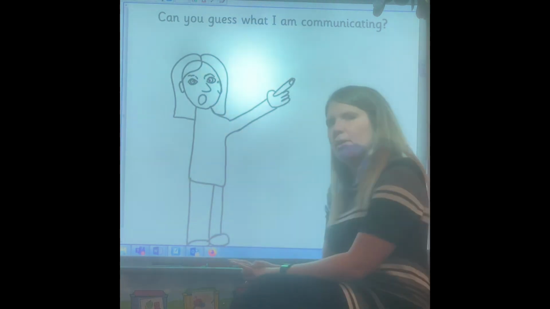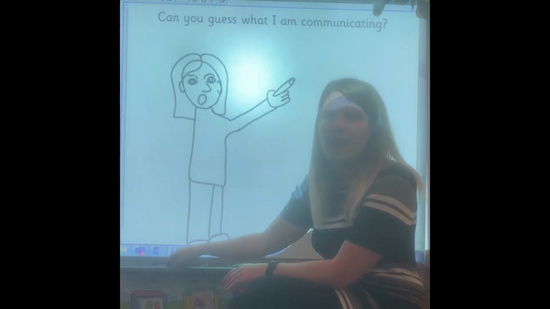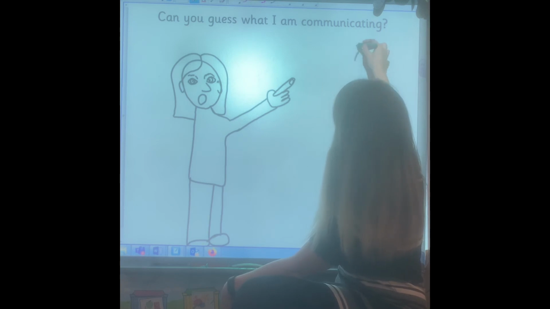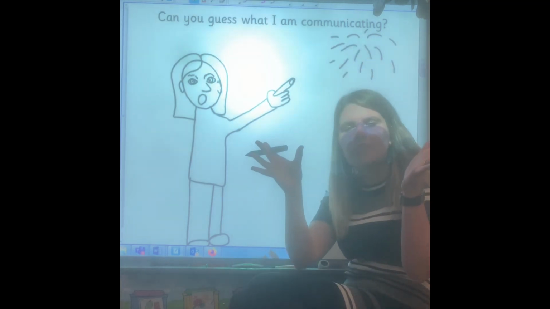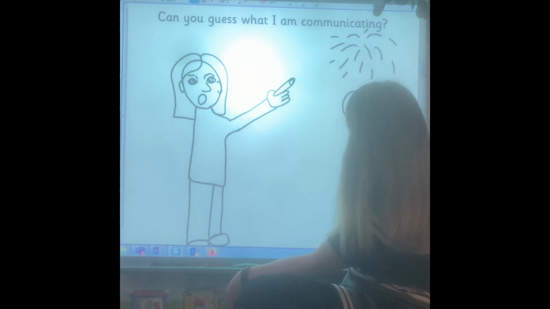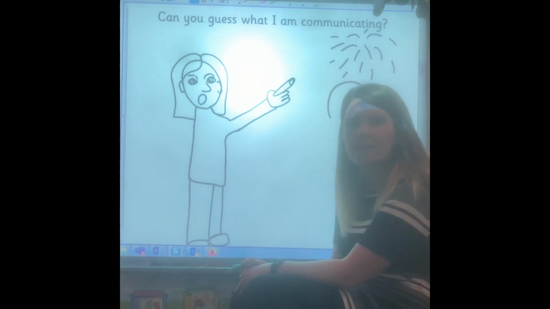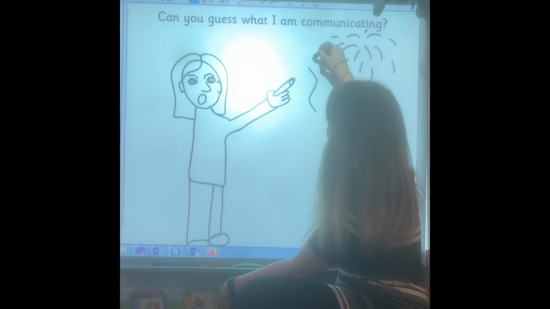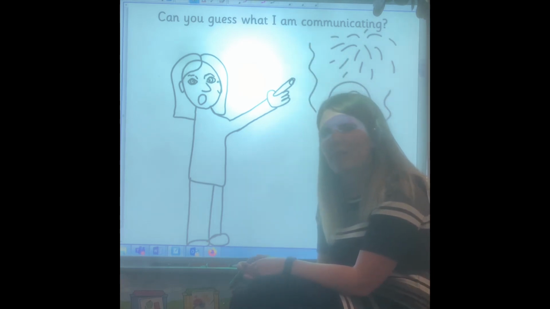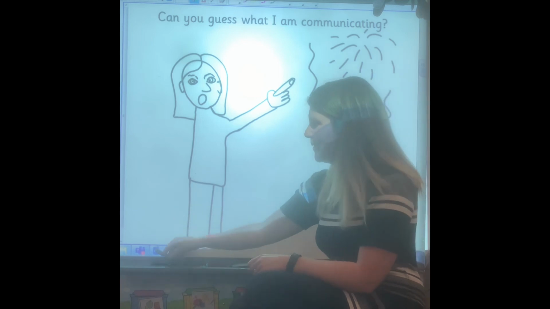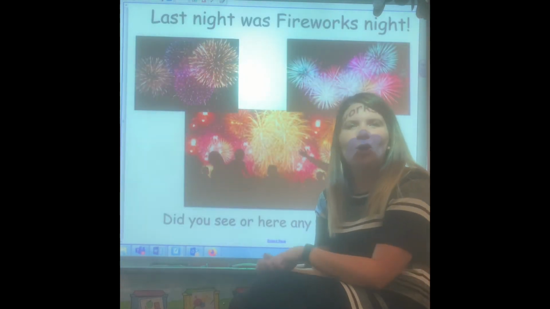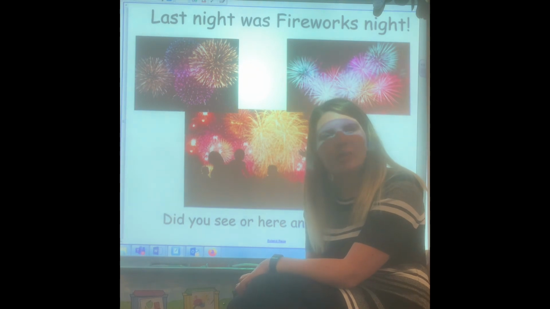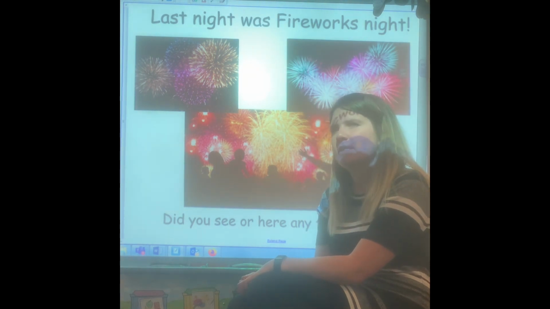So if I go back to this picture again, I'm going to have to add in some fireworks to my drawing. The fireworks up in the sky. So some make a big explosion like that, don't they? Others maybe go more in a swirling pattern. Maybe some of them are making a zigzag up in the sky. I wonder what kind of fireworks you saw. I'd love to hear all about it. So your task is to draw a picture of you pointing at some fireworks. And then if you wanted to, maybe you could add in some letters.